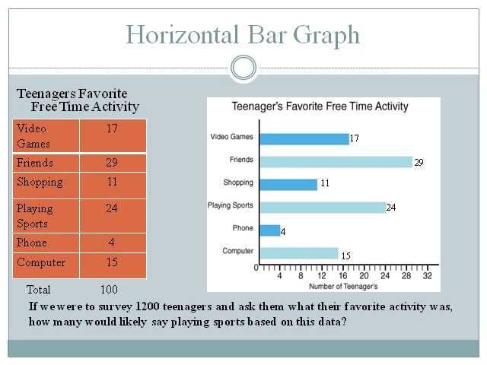For instance, if we were to survey 1,200 teenagers and ask them what their favorite activity was, how many would likely say playing sports based on this data? To do this, you can look at the chart or the table and see that 24 teenagers chose playing sports out of a total of 100, which is approximately 24%. You can apply that 24% to the survey of 1,200 teenagers. 0.24 times 1,200 will give you the total number of teenagers out of the 1,200 that would enjoy playing sports.